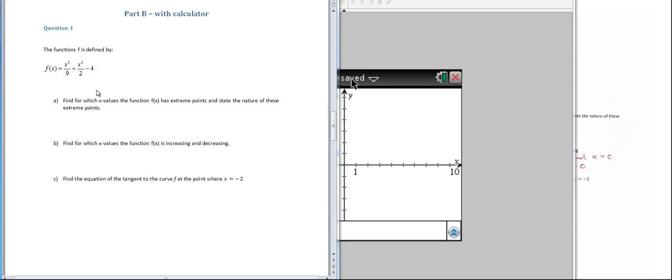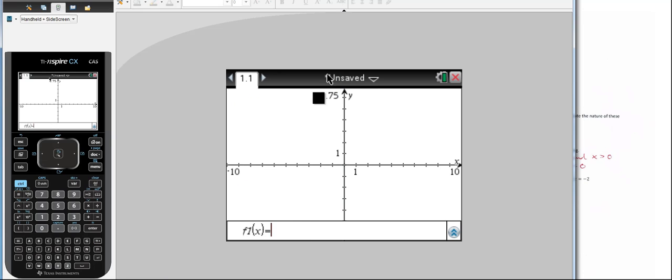Question number 1. We have this function f of x, and in question A we have to find the x values of the extreme points, and also state the nature of these extreme points, which means if they're maximum or minimum.